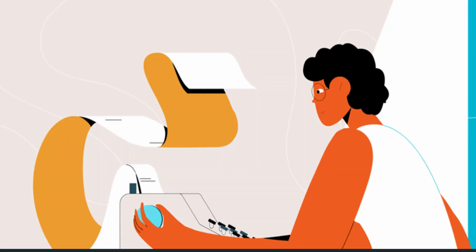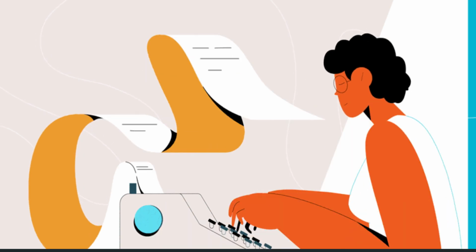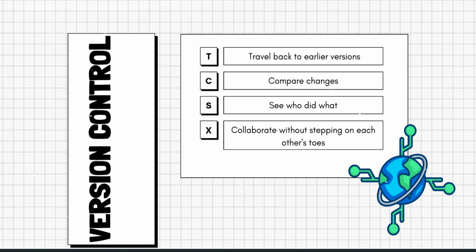What is a version control system? Imagine you're writing a novel. You make edits every day. Some are brilliant, others not so much. One day you delete a paragraph that you have loved. How do you get it back? A version control system solves this. It lets you travel back to earlier versions, compare changes, see who did what, and collaborate without stepping on each other's toes. In the world of code, that's a superpower.